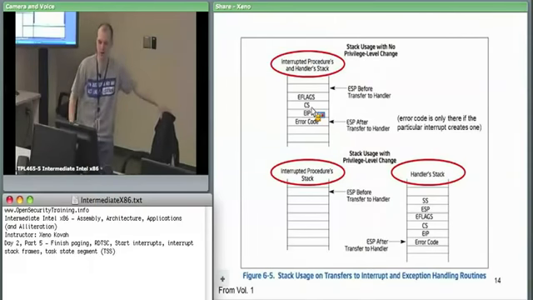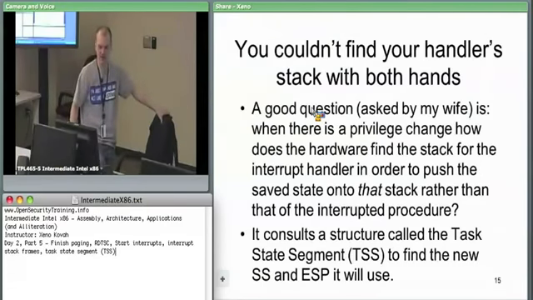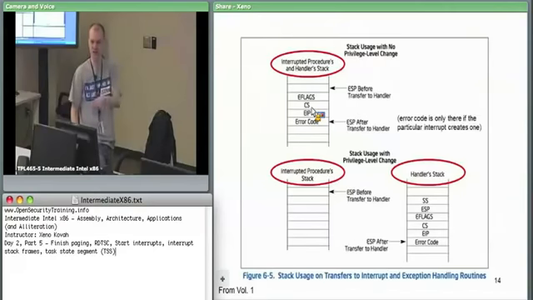All right, so the handler stack is different. This was a good question asked by my wife, which I didn't really ever dig down into. Actually, I had not paid attention to the details of this slide, and I just thought, oh yeah, it just sticks it wherever ESP is right now. But no, as this slide says, the handler stack is different when you're going from user space.